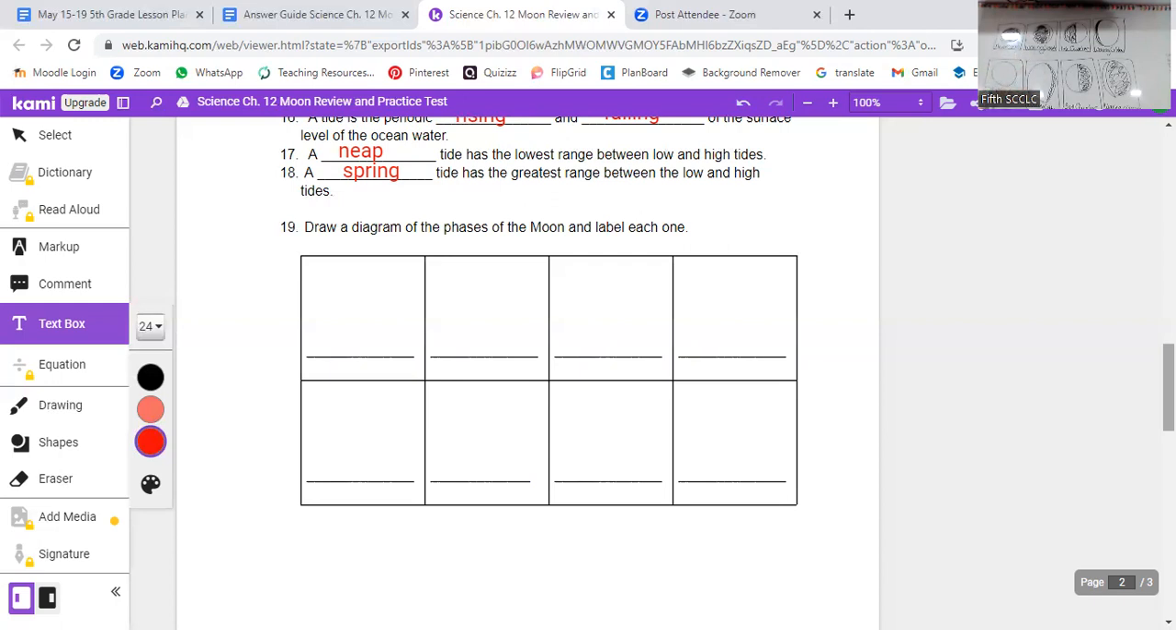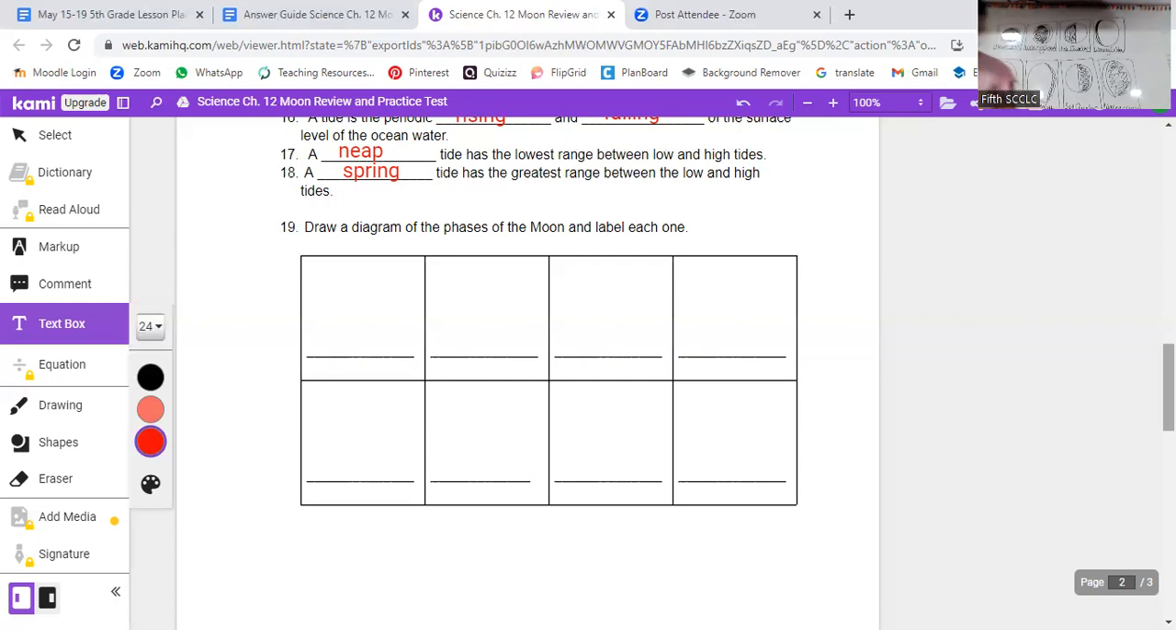Like this is 1, 2, 3. So you can remember the third one on the bottom is the third quarter. On the top it's the first quarter. You can remember that the waxing goes on top because the candle wax makes it grow bigger and it's dripping. Remember we talked about that? And the waning is when it's going away.